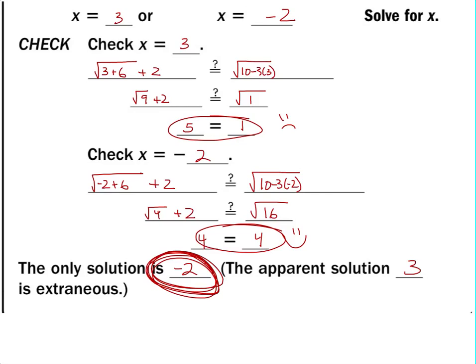So negative 2 is our solution. But you really can only figure that out by checking. So I really need to emphasize the need to check. And then back on this problem, you have to square once, clean it up as much as possible, then square again. You should be rid of square roots by then.